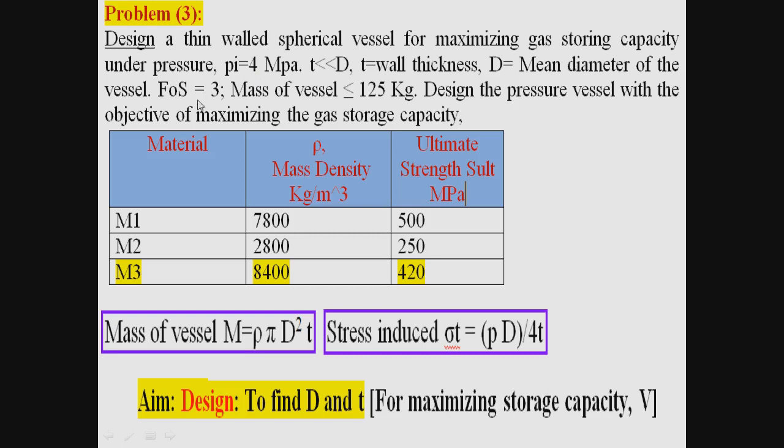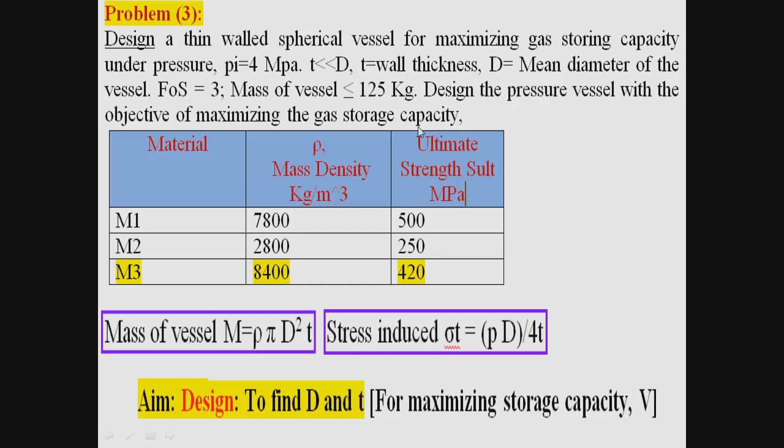T is the wall thickness and D is the mean diameter of the vessel. Factor of safety here is 3. Mass of the vessel should be less than or equal to 125 kg. So a limit is given, not a specific value. It should be less than 125, it may be 120, it may be 115, like that.